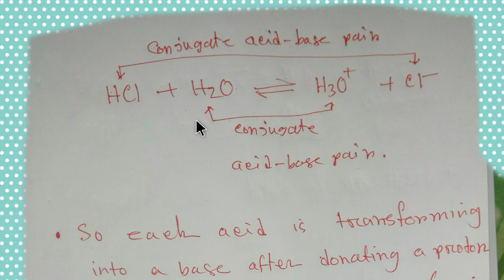I hope it is clear to you what a conjugate acid is, what a conjugate base is, what a conjugate acid-base pair is, and what a protonic neutralization reaction is. This is the protonic neutralization reaction. And also you know what an acid is according to the protonic concept and what a base is according to the protonic concept.